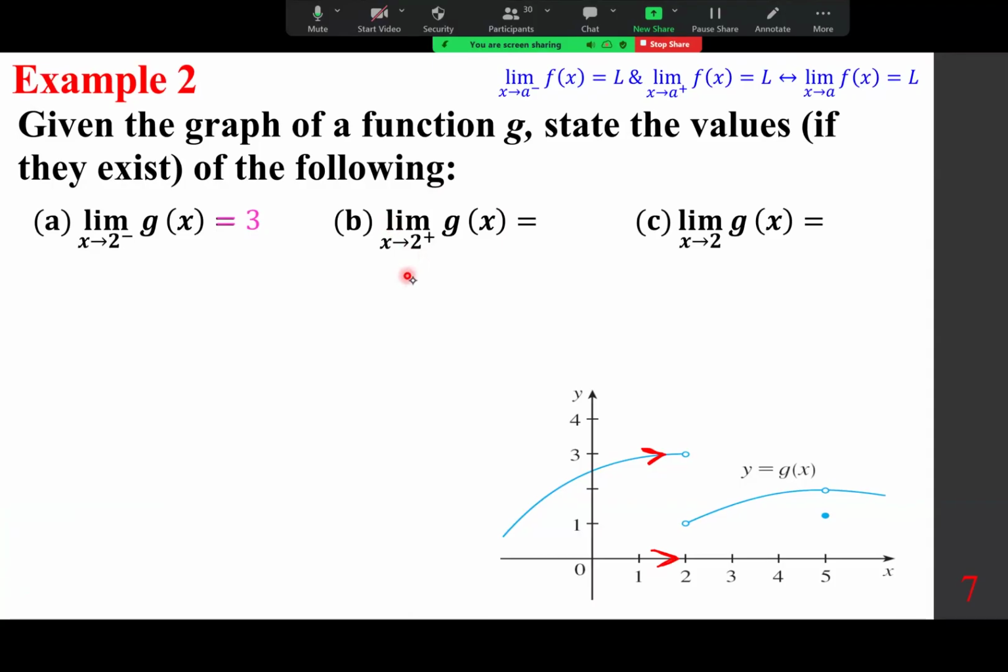Limit of g of x as x approaches 2 from the right. As we approach 2 from the right along the x-axis, it puts us in this branch. We are moving towards this hole, having y coordinate equals 1. And because the one-sided limits are different, the limit of g of x as x approaches 2 does not exist.